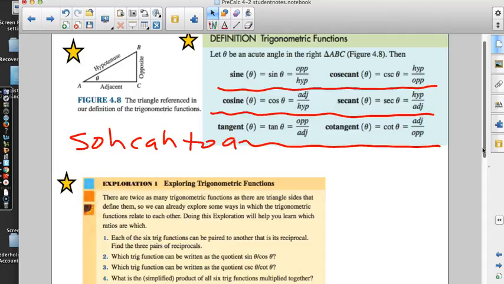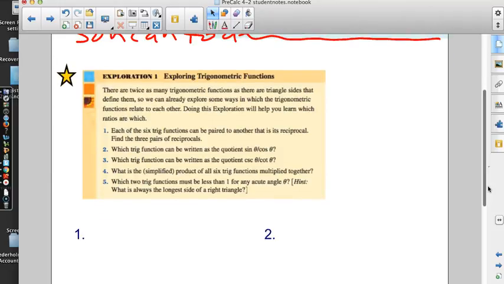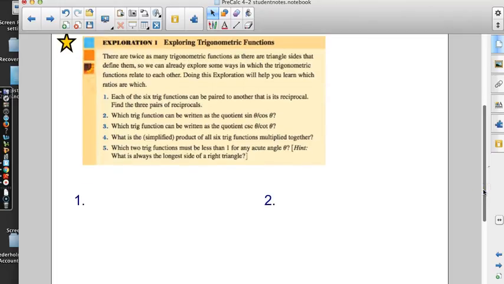So down here, it says, there are twice as many trigonometric functions as there are triangle sides to define them. So we can already explore some ways in which the trigonometric functions relate to each other. During this exploration, we'll help you learn which ratios are which. Number 1 says, each of the 6 trig functions can be paired to another that is its reciprocal. Find the 3 pairs of reciprocals.